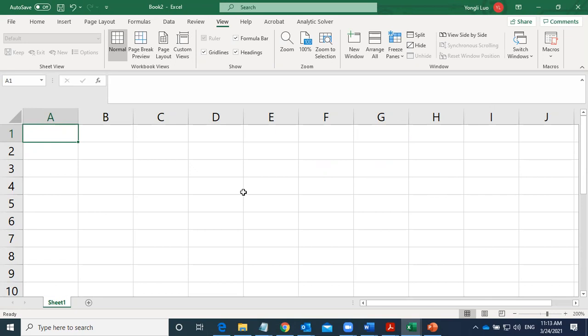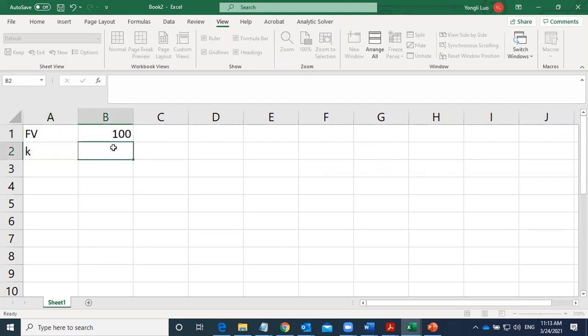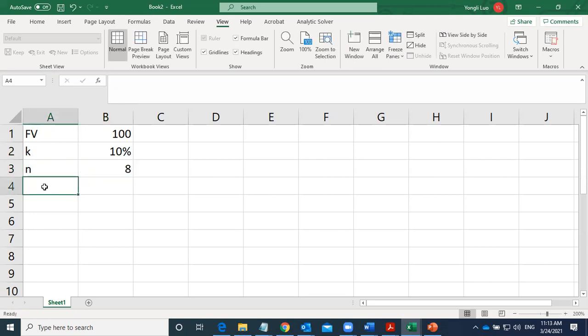So let's say you have the future value. Future value is $100, and the interest rate, let's say 10%. And you have the total number of years, 8 years, right? So what do you need to know? You wanted to know your present value. Calculate your present value. Okay.